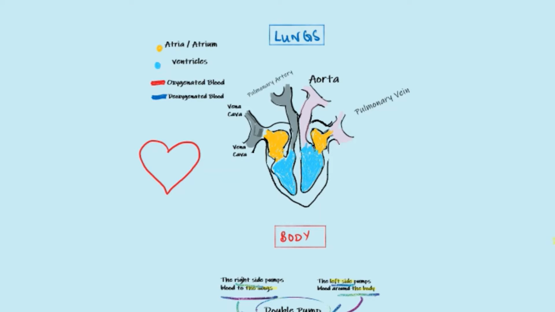If we imagine the heart to look like this, we can divide the heart into 4 different sections. The top is the atriums, and the sections at the bottom are the ventricles. We have the right side here and we have the left side here. So this will be the right atrium and this will be the left atrium. This will be the right ventricle and this will be the left ventricle.